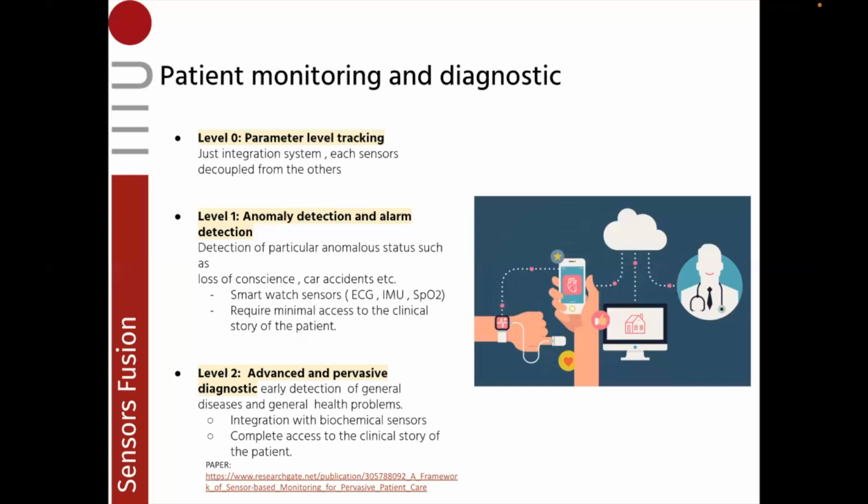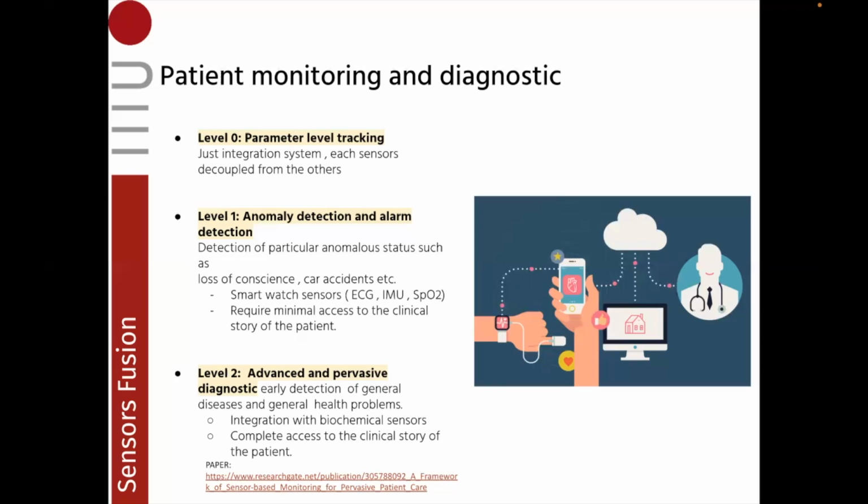This can be, for example, loss of consciousness, heart attack, car accident. In this case, only one sensor is of course not enough to detect such an anomaly. So we need sensor fusion to have a consistent assessment. The example of the heart attack detection I made multiple times over the presentation is of course a really good example of level 1 of diagnostic.